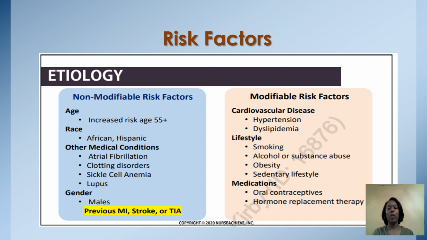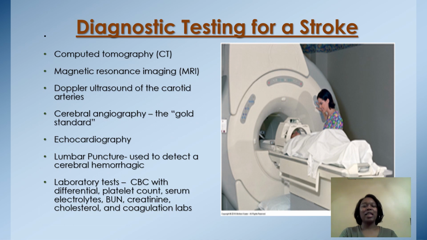Obesity is a risk factor, as well as a sedentary lifestyle. So just getting up and moving at least every 30 minutes is also good, just to increase the circulation in your body. And sometimes certain medications are placing a patient at higher risk for a CVA. So birth control pills or any type of hormone replacement therapy will place an individual at a higher risk for a CVA. Let's discuss diagnostic testing for a CVA.